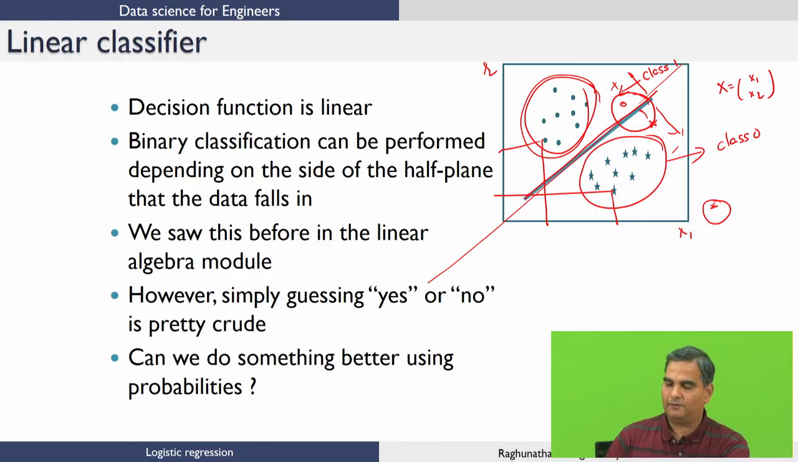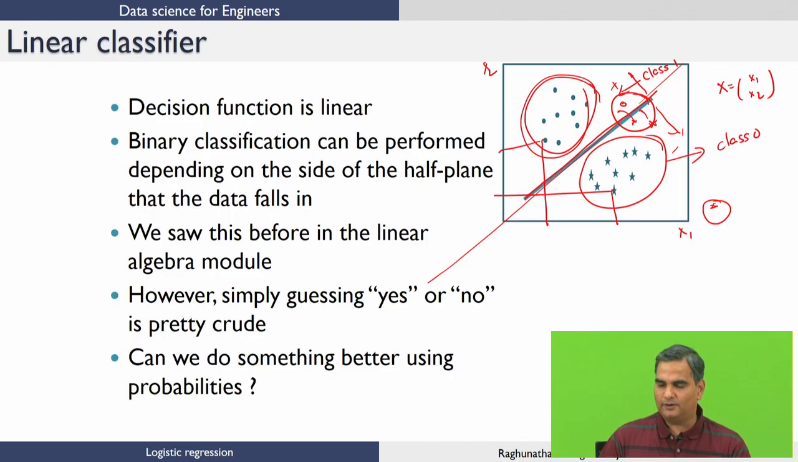So, I could have a data point which is a true value here, however, because of noise it could slip to the other side and so on. So, as I come closer and closer to this, the probability or the confidence with which I can say it belongs to a particular class can intuitively come down. So, simply saying yes, this data point and this data point belong to class 0 is one answer, but that is pretty crude. So, the question that logistic regression answers is, can we do something better using probabilities?